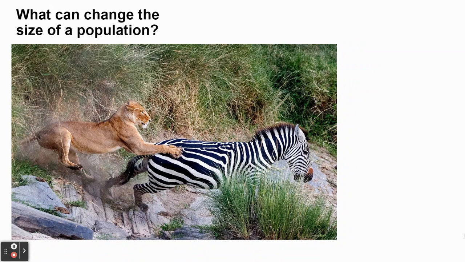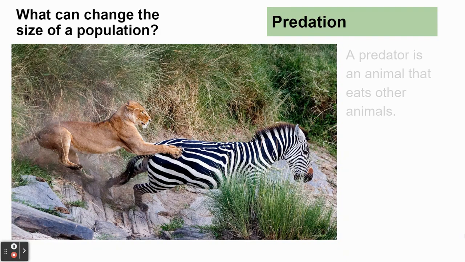What do you think this is showing? So another factor that can affect the size of a population is predation. So lions hunt zebras. A predator is an animal that eats other animals. So here, the lion is the predator and the zebra is the prey.